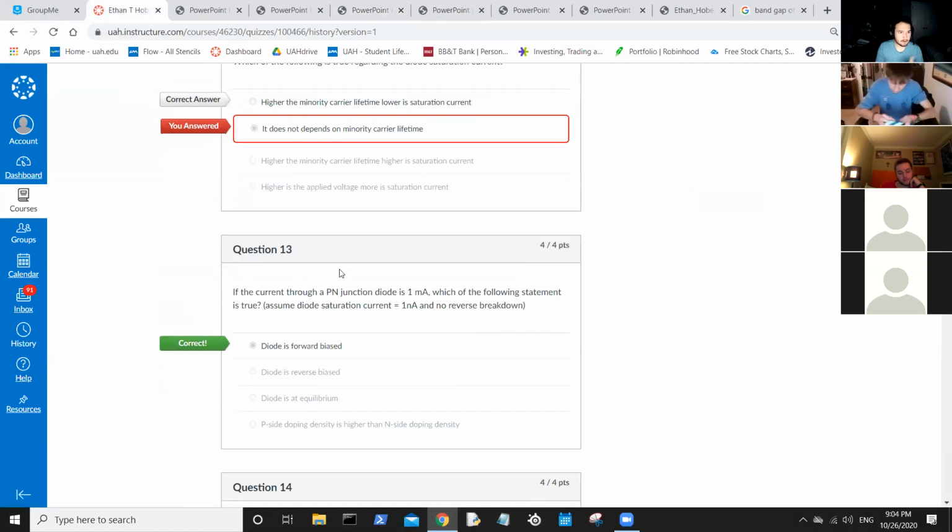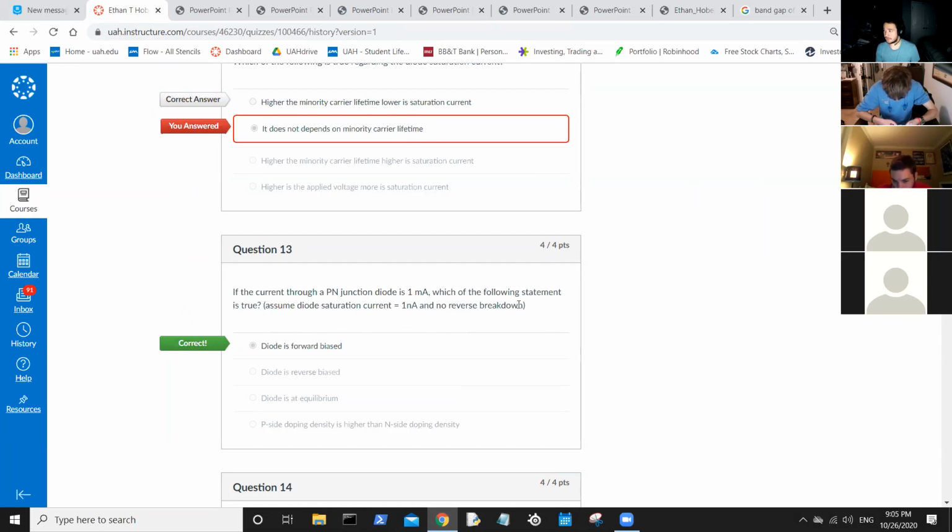So if the current through a PN junction diode is 1 milliamp, which of the following statements is true? I saw this assumed diode saturation current and no reverse breakdown. I don't know what that means at the time, so I was like, it doesn't matter to me. All I know is that 1 milliamp is a lot of amps relative to a system like this. If you're operating a diode in the reverse bias, you should be nowhere near a milliamp.